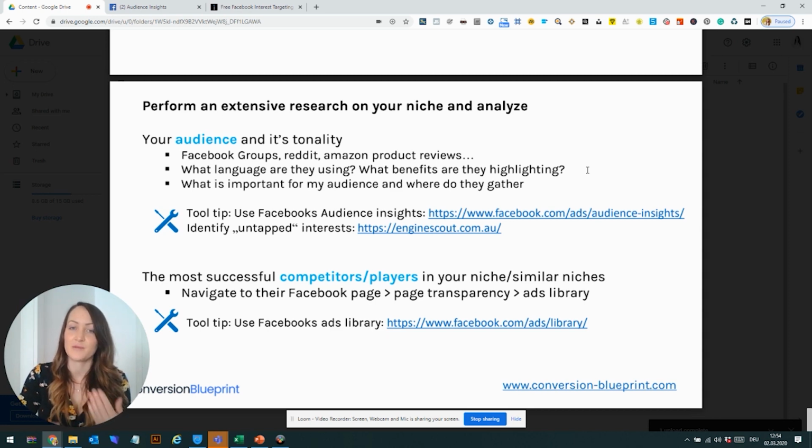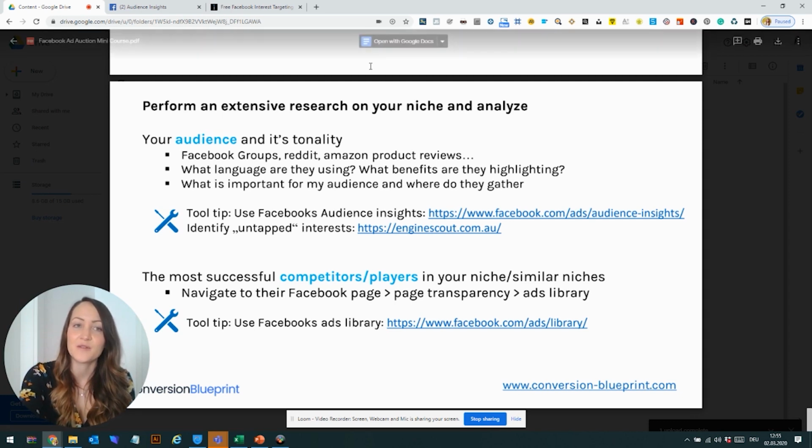When we go, for example, through Amazon or other reviews, what are the things they don't like? What are the features they are still looking for? So what are they valuing the most? We try to find out what is important for them and where do they get it. And an amazing free tool that supports us in our research is Facebook's Audience Insight.